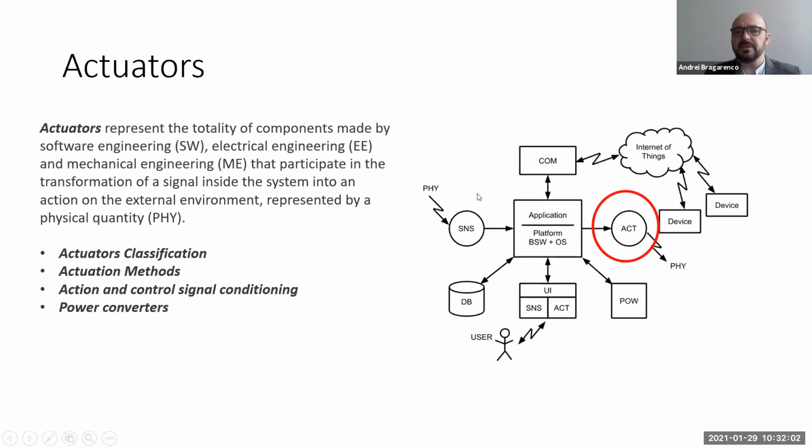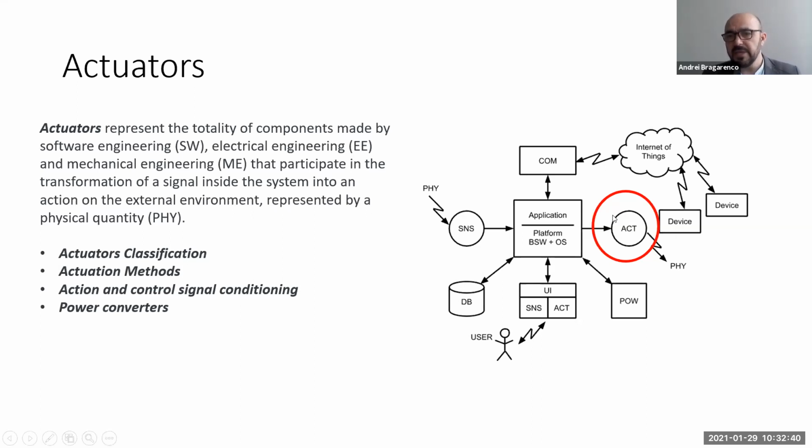Okay. Next, we have actuators. This is the inverse function of sensing. Sensing means transforming a physical parameter of the environment into information. Actuators do vice versa. They transform information. I want, let's say, to heat, or to dry, or to cool something.